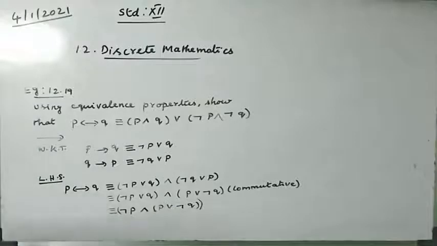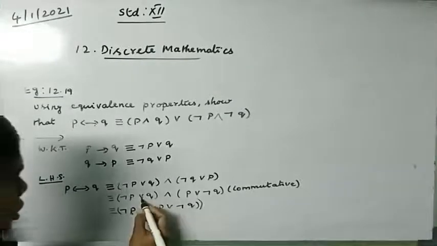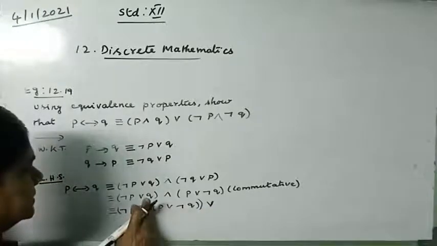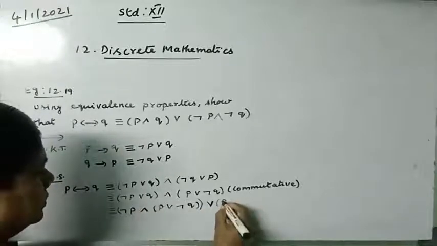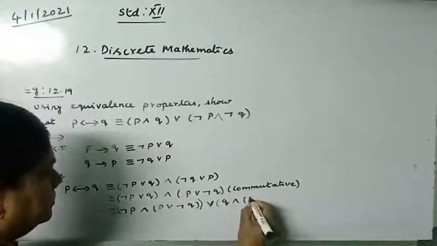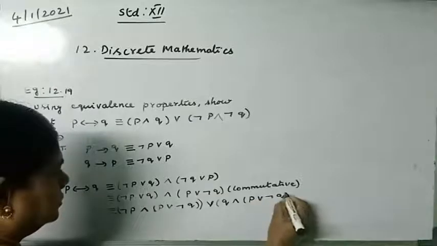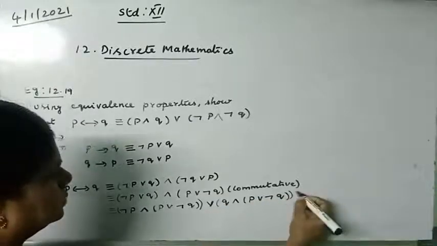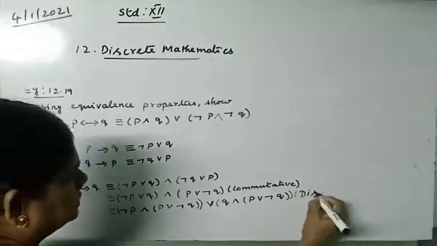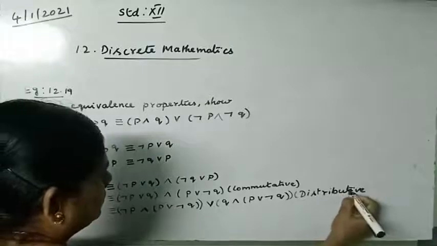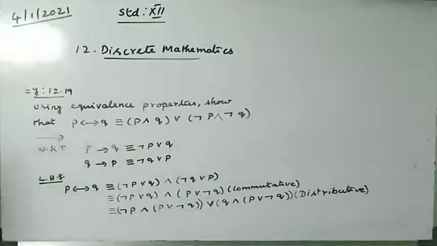ஸோ இந்த யூனியன் இங்க எழுதிக்கிட்டு, that is OR, தென் டேக் திஸ் நம்பர் Q, Q intersection, that is and, P or negation of Q. So இது ஃபுல்லா ஒரு நம்பர். So here we used distributive law. Now once again we are getting the distributive law here.